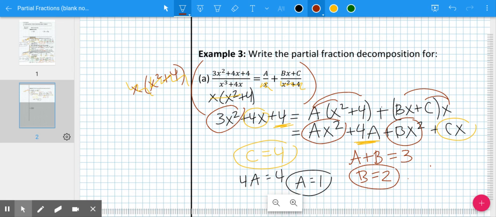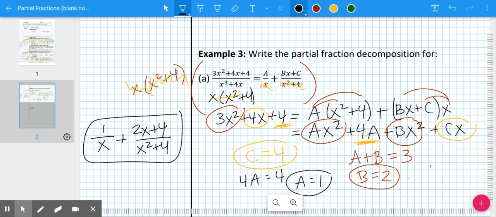And make sure that you give me the answer to this problem, which is the broken up fractions, aka the partial fraction decomposition. So our answer is actually 1 over x plus 2x plus 4 all over x squared plus 4. So I am just undoing that fraction addition there.